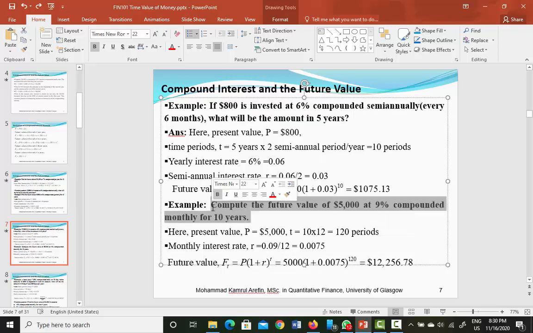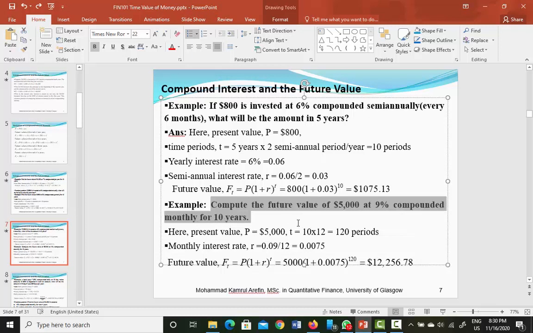Compute the future value of $5,000. The question is asking straightforwardly that we need to find the future value of $5,000, which means $5,000 is the present value. The interest rate is 9%. 9% is the annual rate, but interest will be calculated on a monthly basis. That means compounded monthly, interest will be calculated at the end of every month, and it will compound accordingly, right? And the period of investment is 10 years.